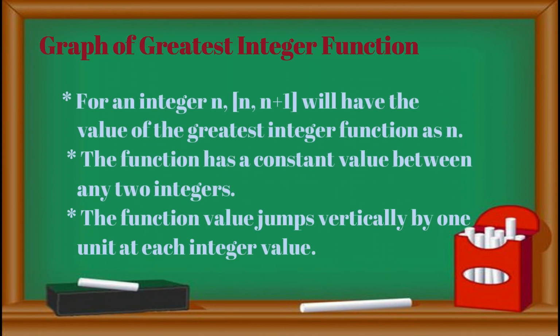So, for an integer n, the interval n to n plus 1 will have the value of the greatest integer function as n. The function has a constant value between any two integers. As soon as the next integer comes, the function value jumps vertically by 1 unit at each integer value.